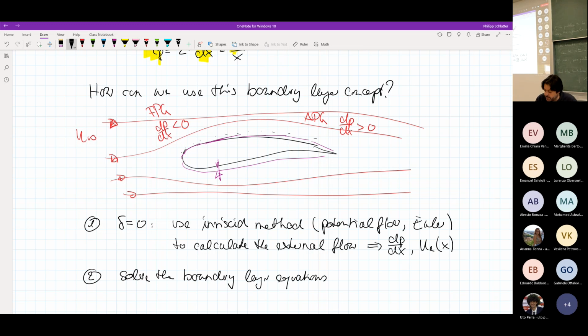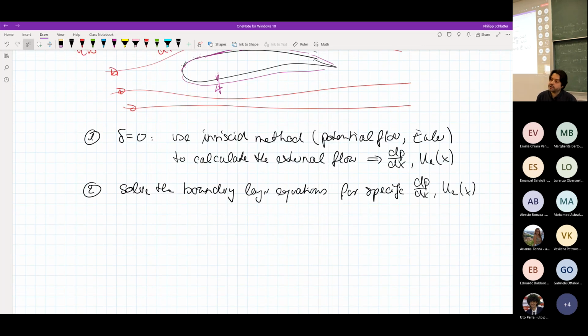The boundary layer equations for this specific pressure and velocity distribution. So for a specific dp/dx that we have just calculated, and this specific Ue(x), you solve these boundary layer equations to essentially get afterwards a value, particularly for delta star, the displacement thickness. Because again, if you think back, the displacement effect of the boundary layer is actually what is felt from the external flow.